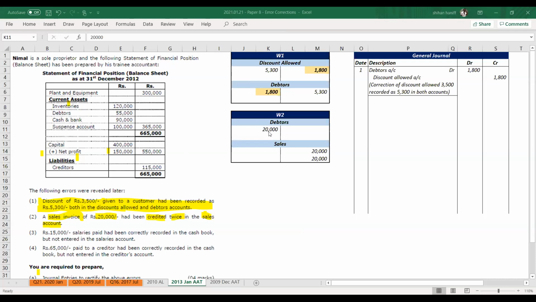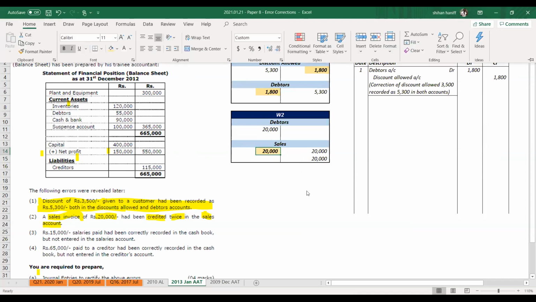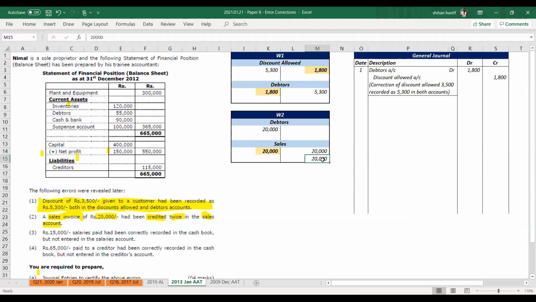This is what they have done. So how do you correct this? Only one entry should be there in the sales account. So the 20,000 we have to deduct, or debit, in the sales account, so one entry will be removed. And if you debit the sales, you have to credit another account. So what is that account? That's the suspense account. So we also need the suspense account.